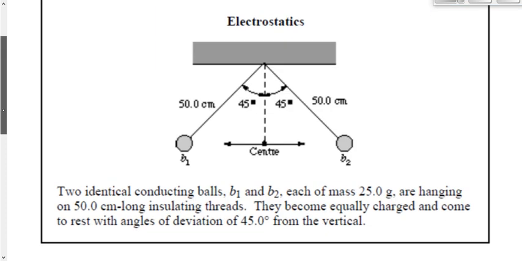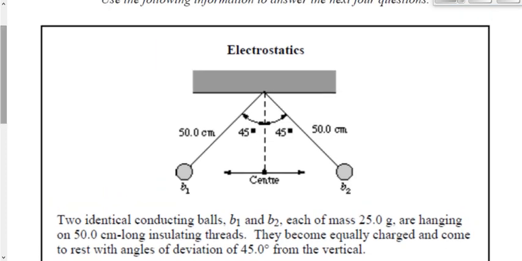Here's the scenario. We have 2 identical conducting balls, B1 and B2, each of mass 25 grams, hanging on 50 centimeter long insulated threads. They become equally charged, although it doesn't really matter if they're equally charged. They're going to end up in the same place, whether they're equally charged or not, right? Because the force acting on A will always be equal and opposite to the force acting on B. If the forces are the same, then how much charge is on each one is irrelevant in terms of which one's deflected more. They'll both be deflected the same.